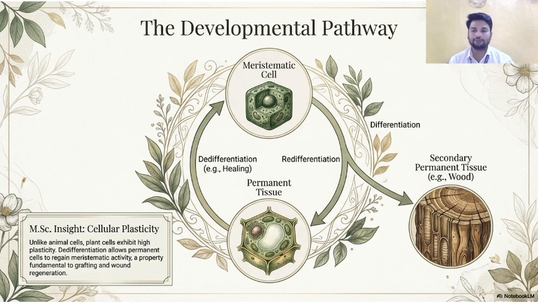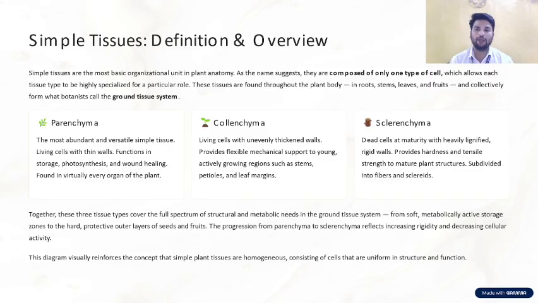Okay, unlike animal cells, plant cells exhibit high plasticity. De-differentiation allows permanent tissue cells to regain meristematic activity, a property fundamental to grafting and wound regeneration. Okay, so what is simple tissue? Simple tissues are the most basic organizational unit in plant anatomy. As the name suggests, they are composed of only one type of cell, which allows each tissue type to be highly specialized for a particular role.